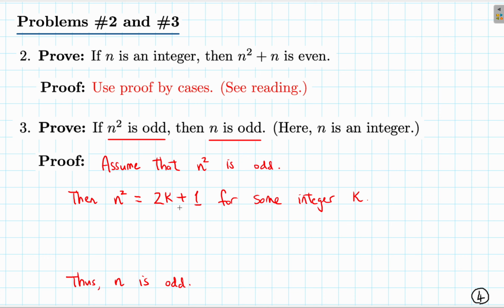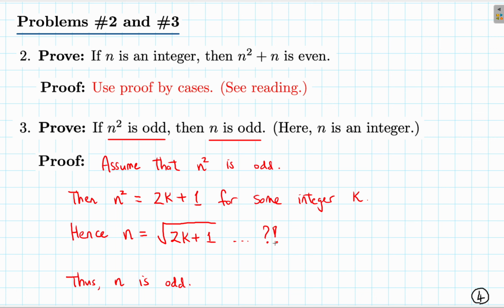Well, let's look ahead. Now, this time we're supposed to say something about n. We know something about n squared, namely it's 2k plus 1. And we're supposed to say something about n. So let's see. That means, hence, what does n look like? Well, if n squared is 2k plus 1, then n must be the square root of 2k plus 1.